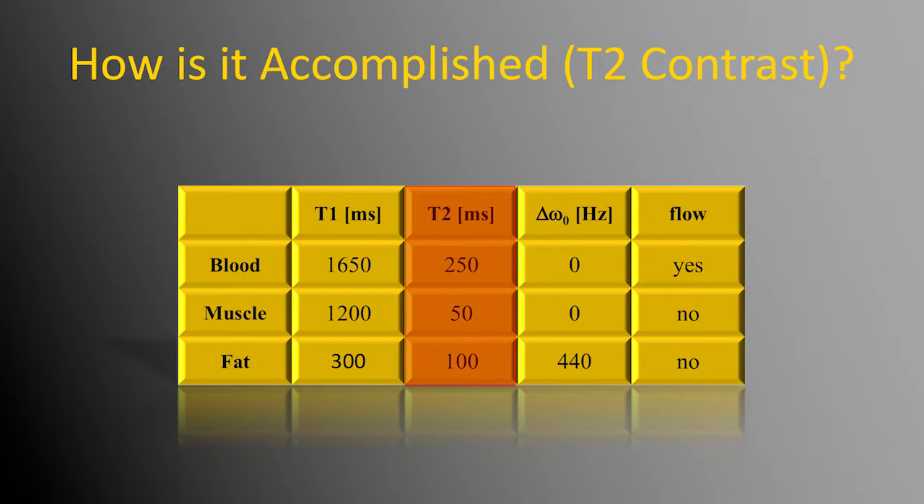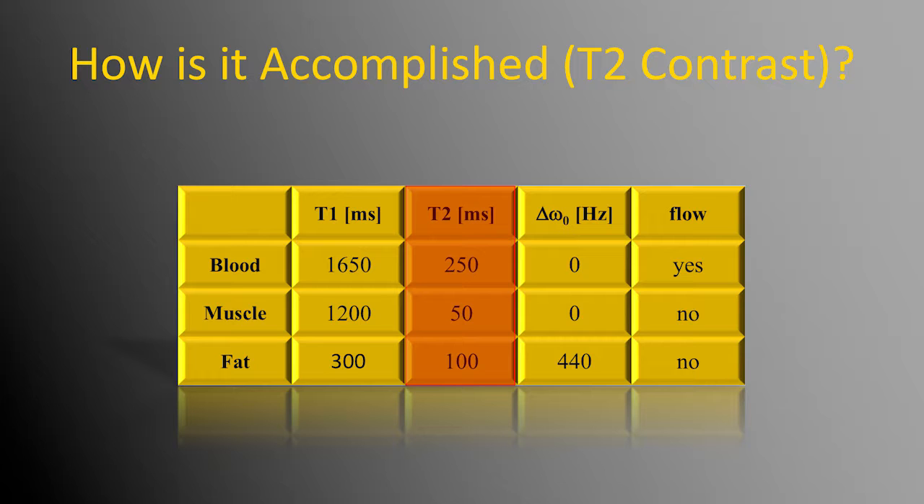Now this is a table here. On the left-hand side you have all the tissues that are of interest to us, and here you have the different physical units, T1, T2, and frequency offsets and flow that we can exploit to generate these contrasts in the image. And it so happens that there is a relatively large difference in T2 between the myocardium and the blood pool, which we can exploit. How can we do that?